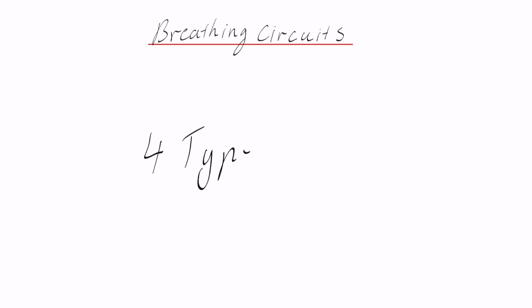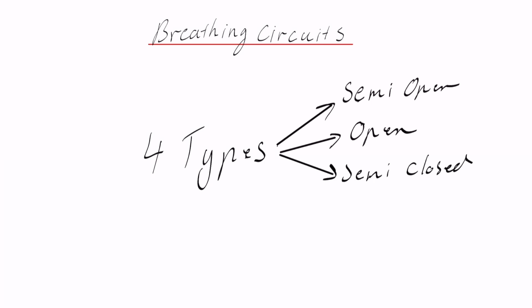Hey everyone, in this video we're going to talk about the breathing circuits, and we're going to discuss the 4 different types of breathing circuits and how you can differentiate them when you're posed with a question or if you're shown a circuit and you want to try and figure out what kind of circuit this is. So the 4 different types are semi-open, open, semi-closed and closed.